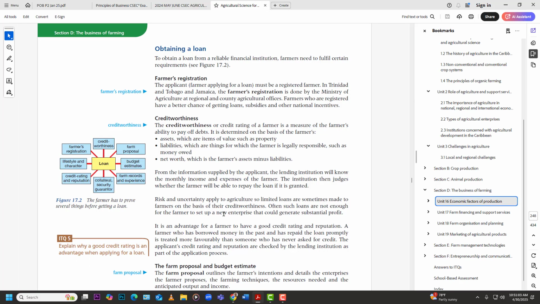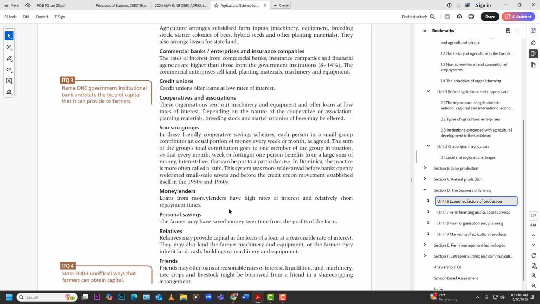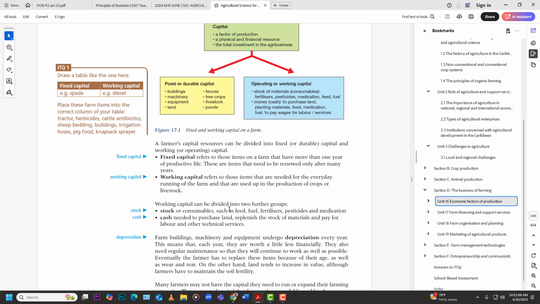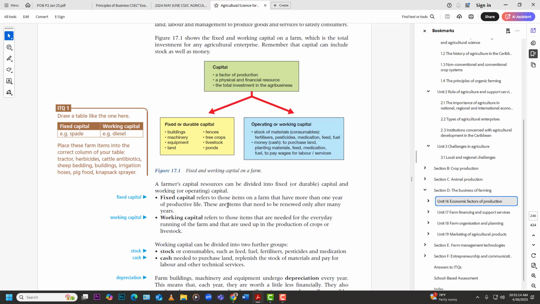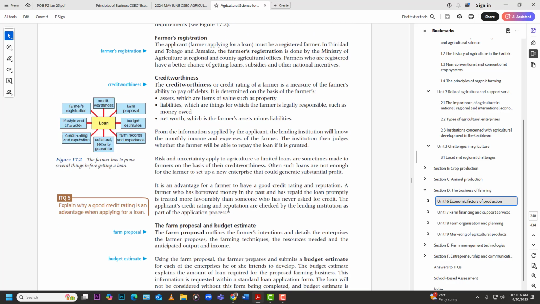Then you need to, of course, have your records. Make sure you have your records so that the bank can say, okay, this is what happened last year, let's see what is going to happen this year. So make sure you have your records. All those are things that will help you to become more credit worthy, right?